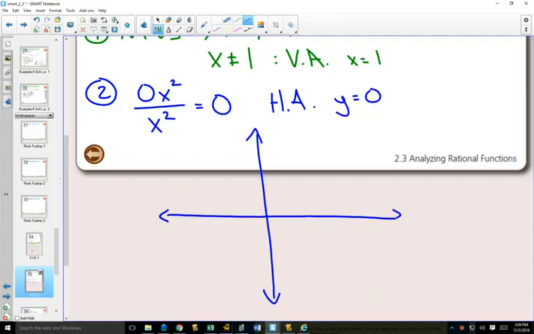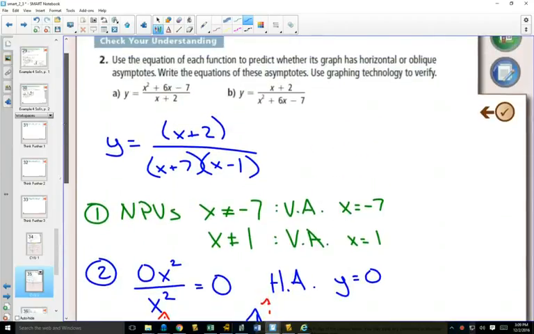So now we can go to our graph. We can label all of our asymptotes: x equals 1, x equals negative 7, and y equals 0. We can find our y-intercept. Go back to our original equation. Plug in 0 for x. Can you see that you'll get 2 over negative 7?